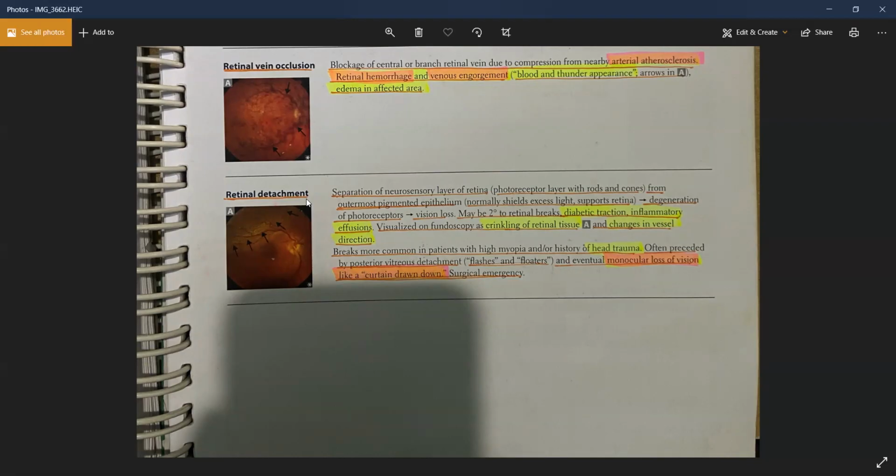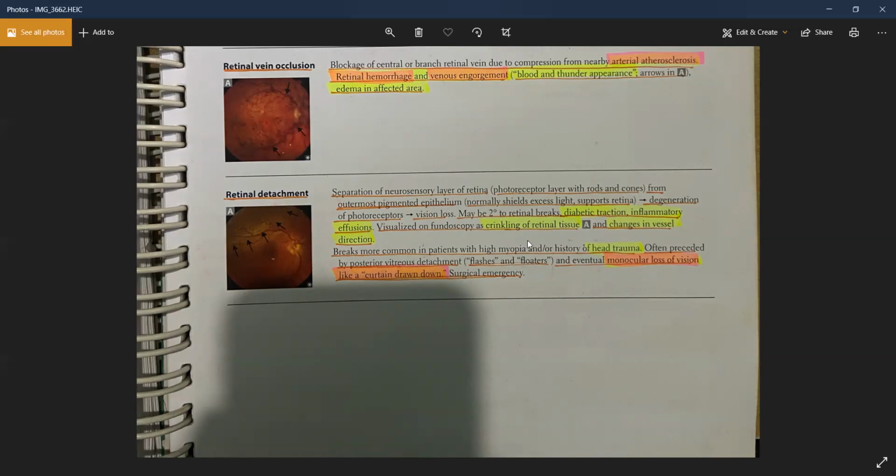You have a pigmented epithelium, layers of rod and cone, then the ganglion cell, bipolar cell, right? Whenever the neurosensory layer of the retina separates from the pigmented epithelium, you call it a retinal detachment. Okay. The most common cause is any trauma, or it can happen because of proliferative retinopathy, like we have discussed before, right?